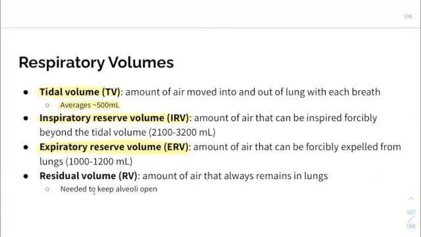And that extra air, about 1,200 in males, and it's about 900 to 1,000 milliliters in females. Residual volume. This is the air that stays in your lungs when you're not exhaling and inhaling. There's always going to be air that's always in the lungs, more that's not going to get breathed out. That's what helps to keep our alveoli from collapsing.